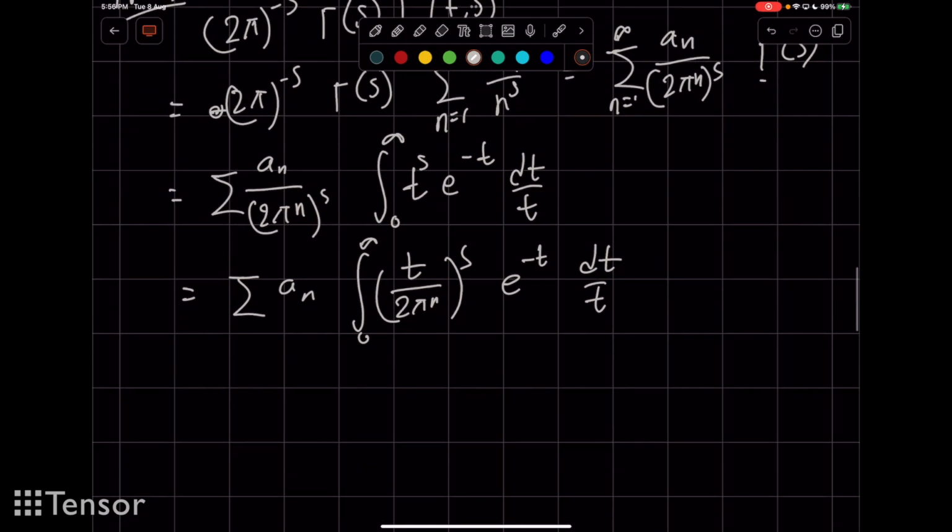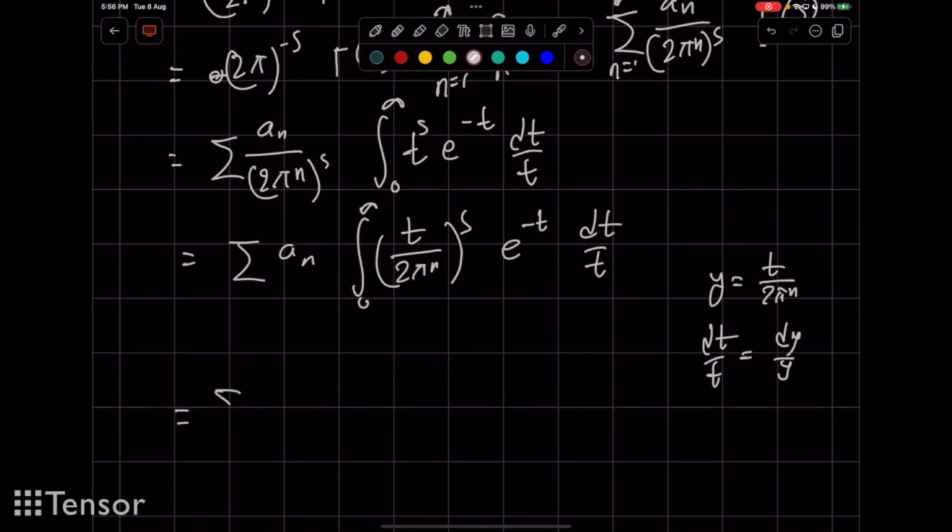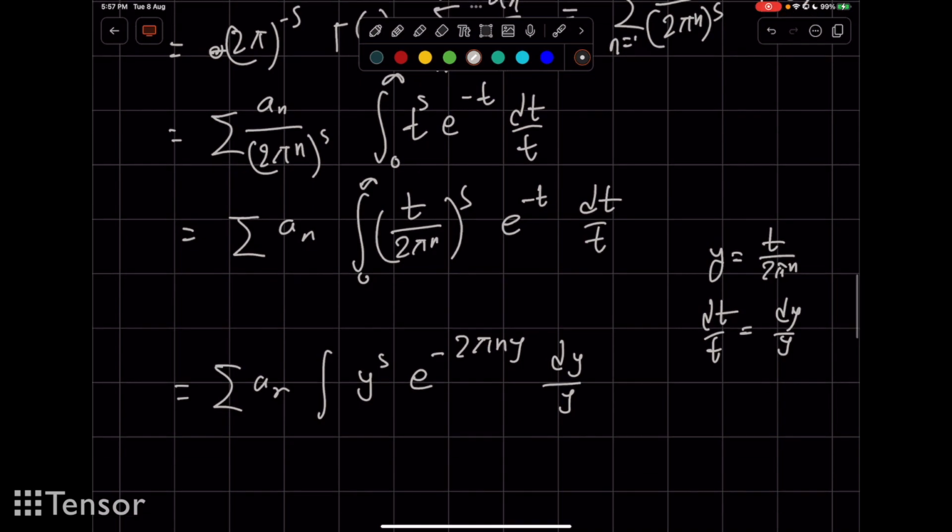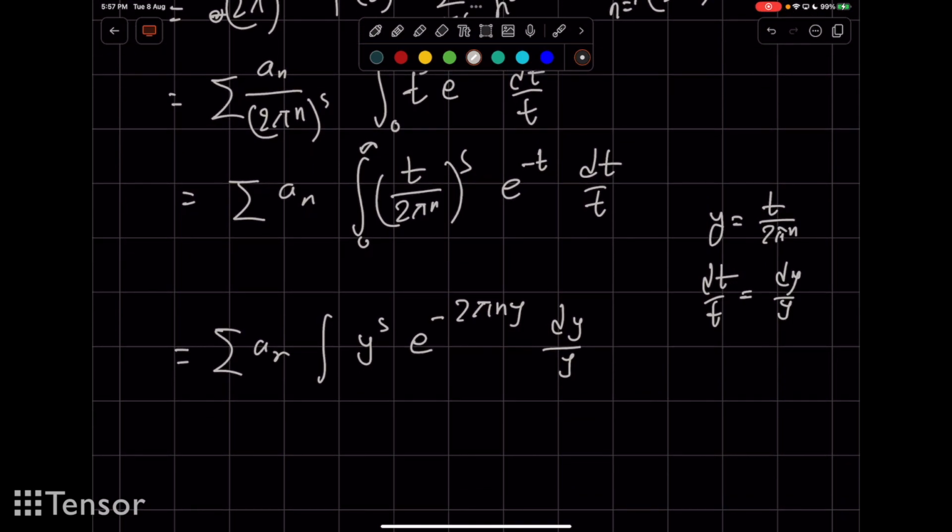Now let us do a change of variables. Let's say y is t over 2 pi n, right? Then we get that dt over t is equal to dy over y, right? So this becomes the sum of a_n, y to the s, e to the negative 2 pi n y, dy over y, right?